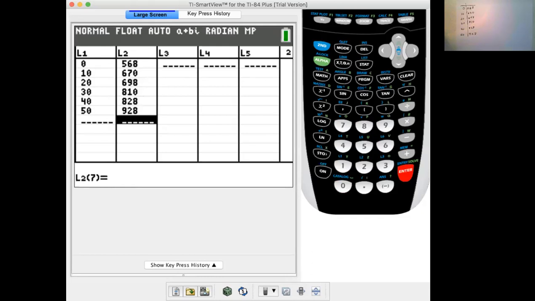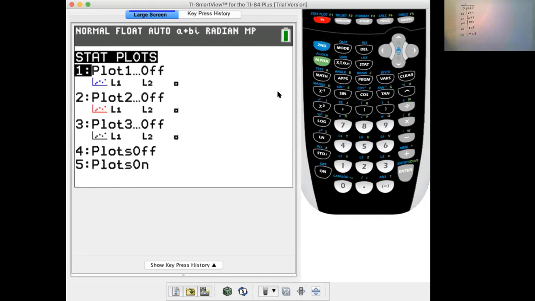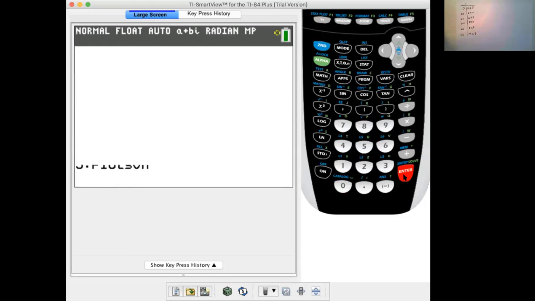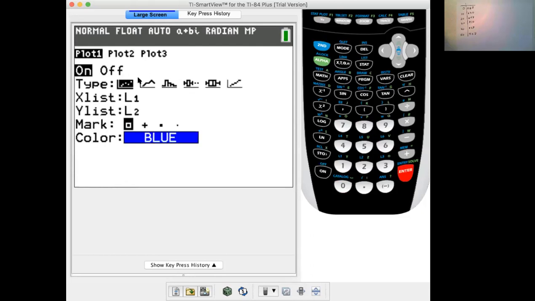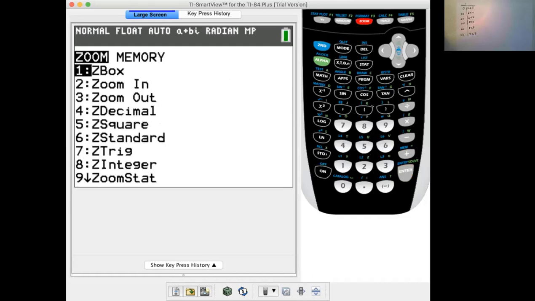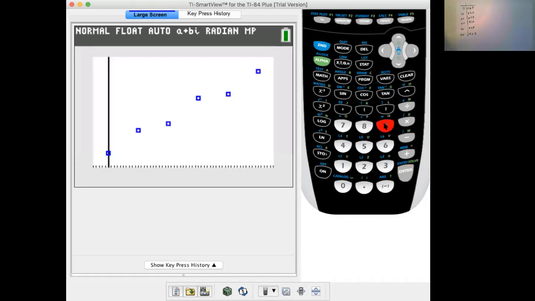And I'd like to see what the graph of that looks like. So I'm going to turn the stat plot on. Second stat plot, notice it's off currently. Hit enter, I can turn it on. And we have different kinds of plots. A scatter plot is what we typically want to use. That's a good mark, good enough. Blue, sure, why not? Then we're going to go to zoom stat. Zoom stat is number 9. And those are the points that we have.